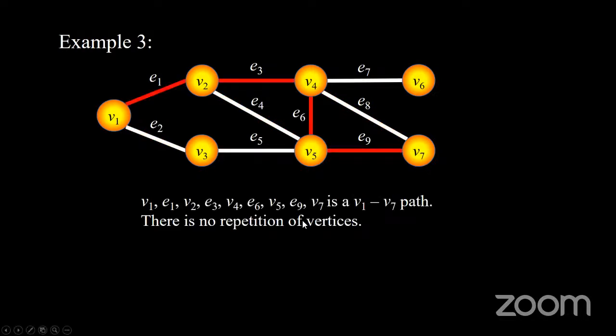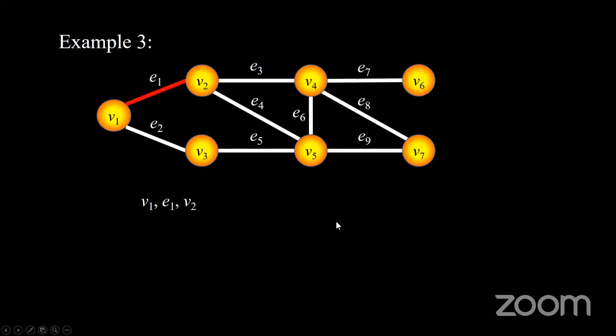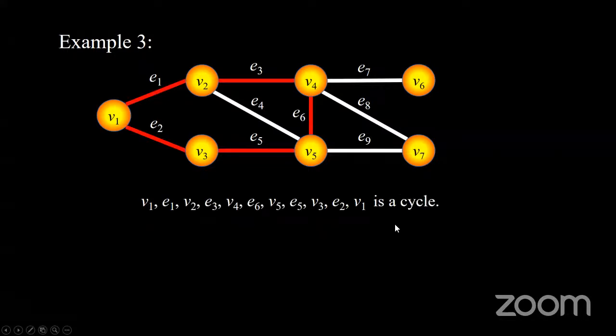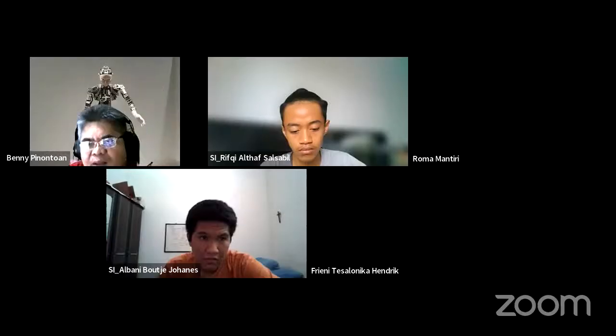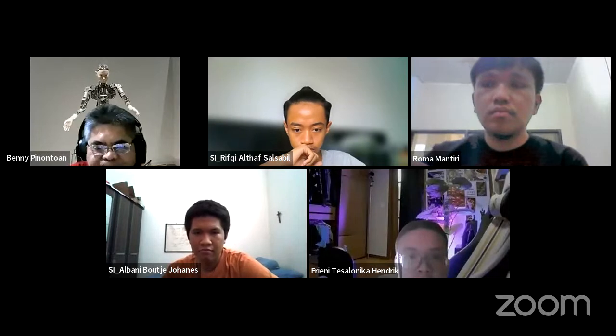Now this one is a path because there's no repetition of vertex. And this one is a cycle, it is a path, and it is closed. Okay? Any questions so far?